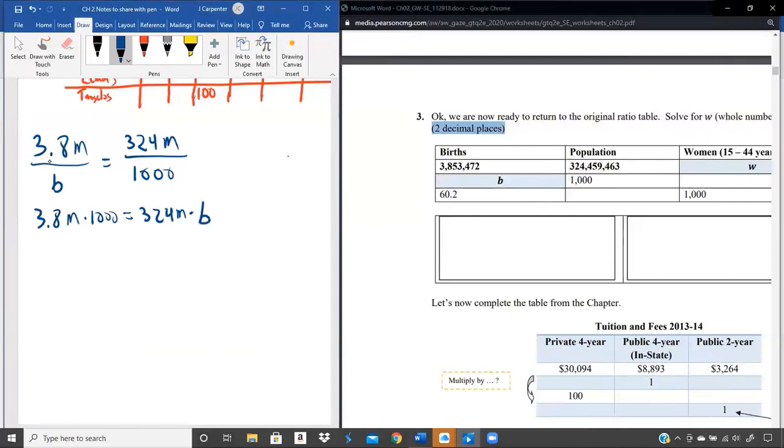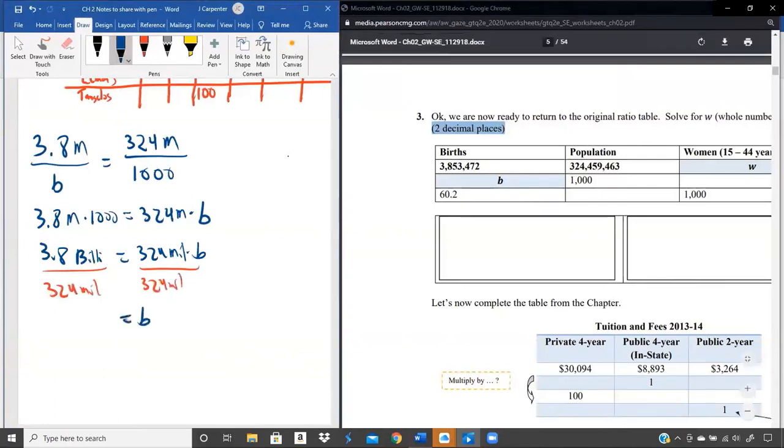3.8 million times 1,000 is just going to make that billions. So it's now 3.8 billion. I'll write the word because there's another B. So in other words, it's just 3 more zeros on this number right here, 3,800,000,000. That'll be equal to the 324 million number times the B. How do you solve that very simple equation? You divide both sides by the number with the variable, 324 million. And that tells us that B is equal to, let's pull out our calculator.